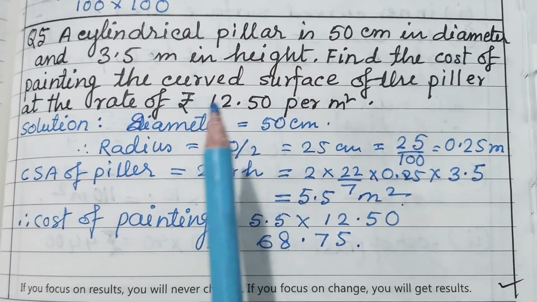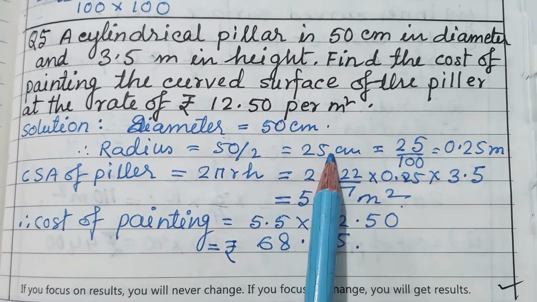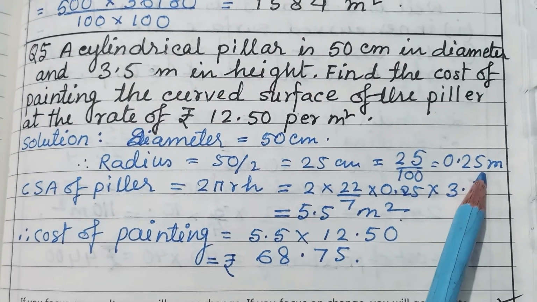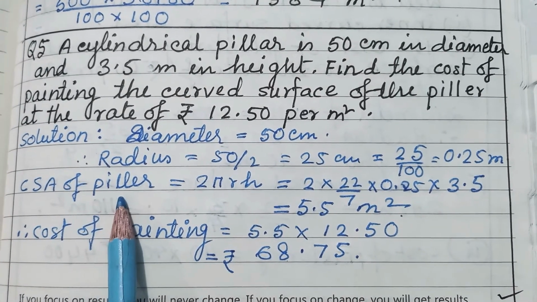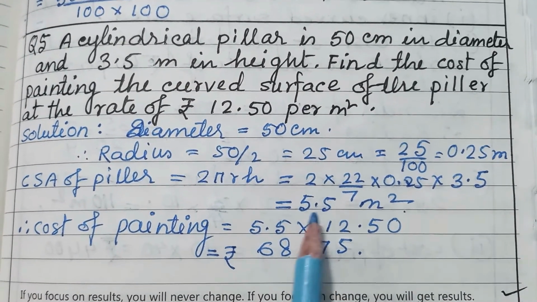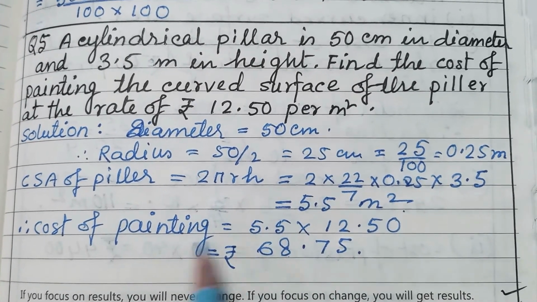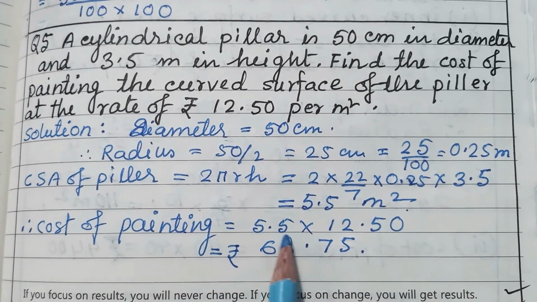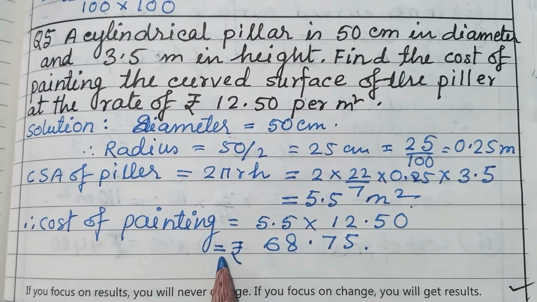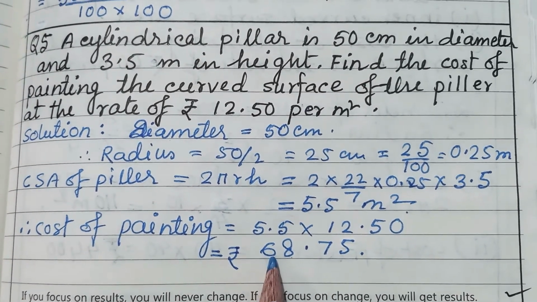Curved surface area: first, diameter 50 centimeter, radius is 25 centimeter, change into meter, it is 0.25 meter. Okay. Now CSA of pillar is 2πrh. Now substitute the value. The answer is 5.5 meter square. Okay. Now cost of painting is 5.5 into 12.50. It is total rupees 68.75, 68 rupees and 75 paisa.